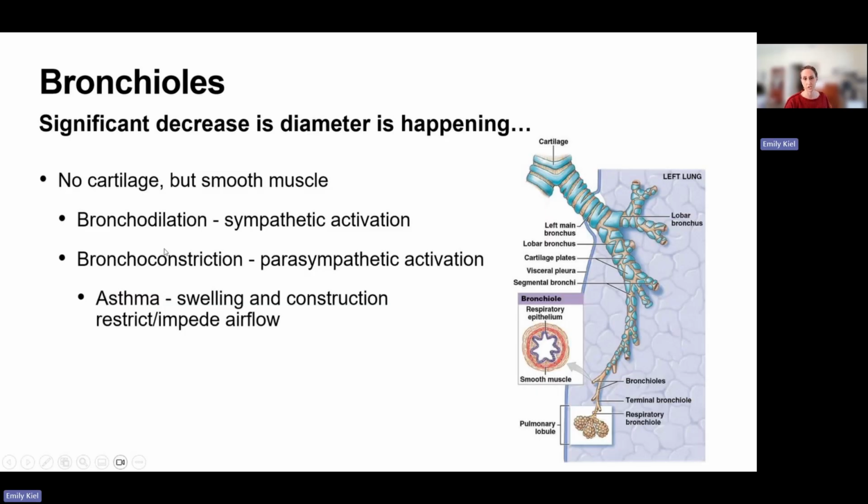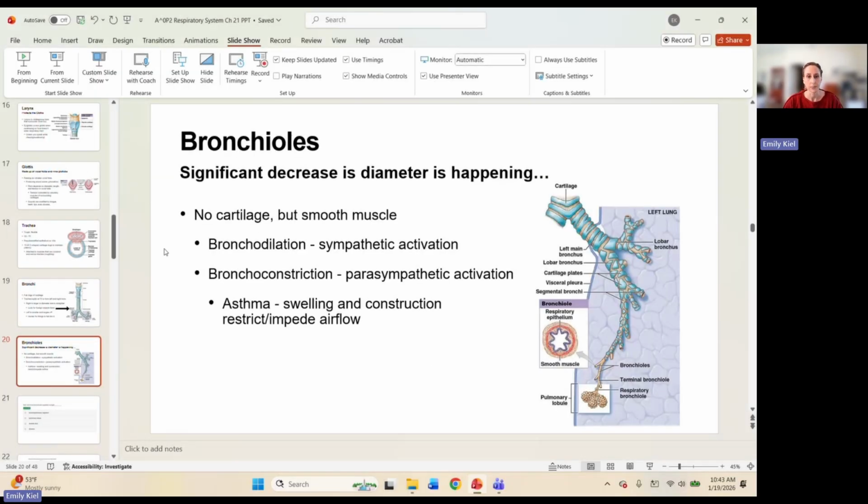So if we have bronchodilation, where the airways are wider, you're going to get more airflow and have less resistance to airflow. And this happens with sympathetic activation. So with your fight or flight system, you want to be able to get as much oxygenated air and get rid of as much carbon dioxide as possible to keep responding to that threat. With our parasympathetic activation, so more rest and digest, we will get bronchoconstriction, where those airways will get narrower and there'll be a little bit more airway resistance. Asthma specifically involves swelling and constriction, which should read constriction. Let me change that here.